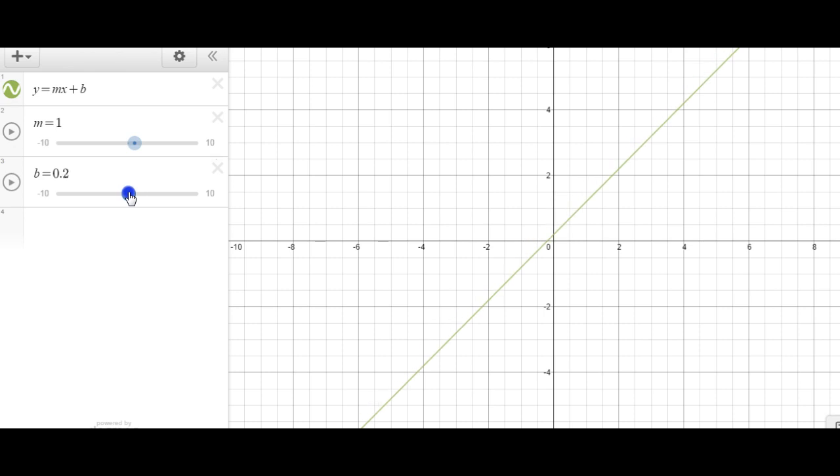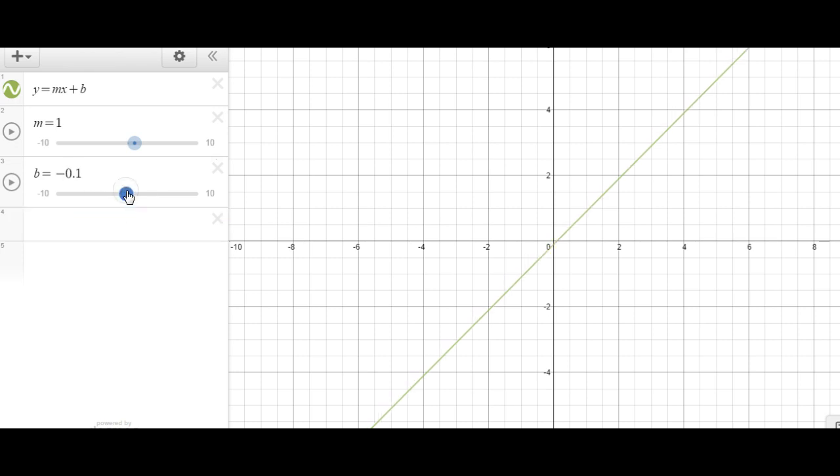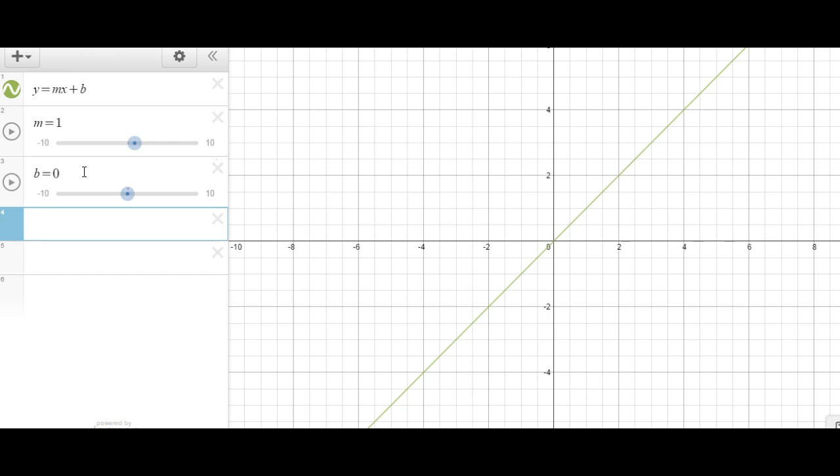I'm just going to back this off to 0. Or negative 0.1. Zero. Boom. So that's the line y equals x. Okay, I'm going to play with the b value. Actually, I'm going to let it play with the b value. Play it.